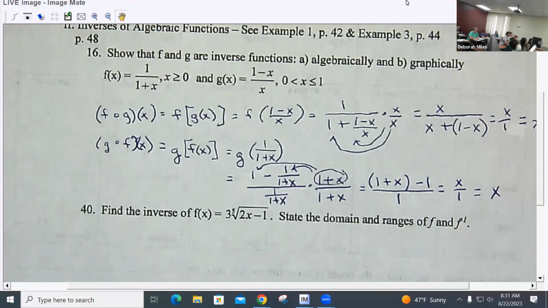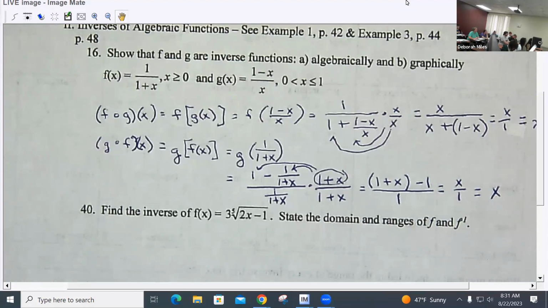We would do this B part. We would graph this and graph this, and I would also graph the line y equals x so that I could see. Sure enough, this looks like a reflection of that. Now, what you have to be aware of is both of these had restricted domains. Without restricted domains, they probably wouldn't look like reflections of each other over their whole domain.